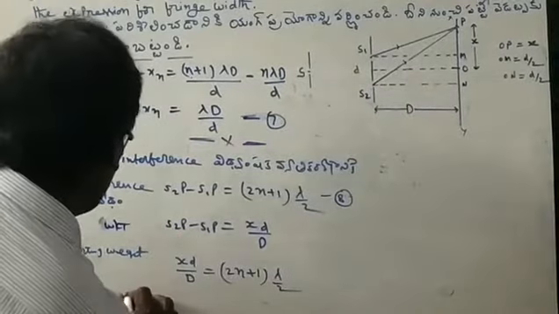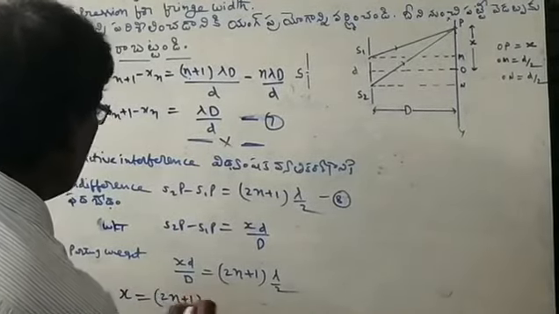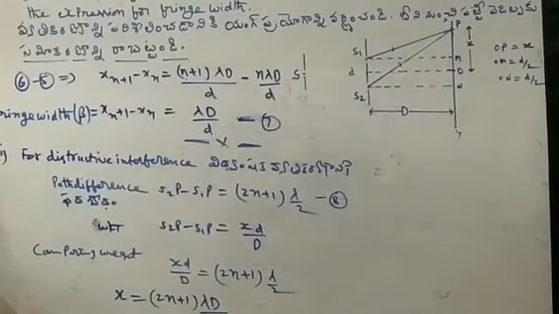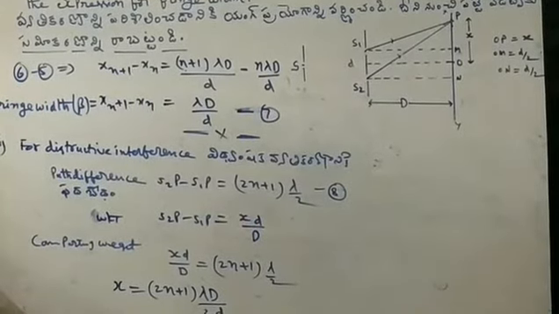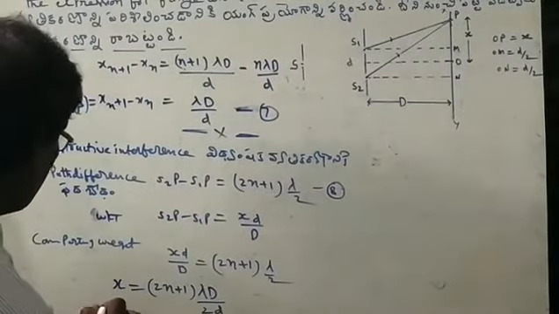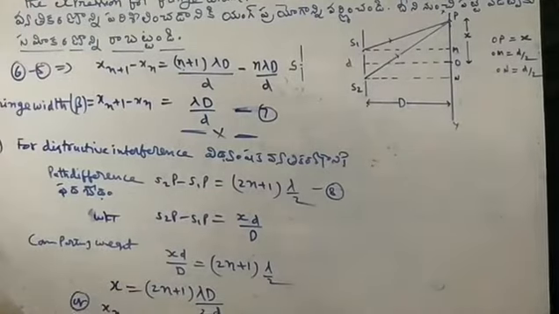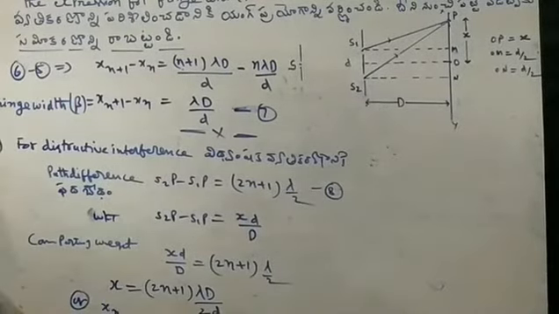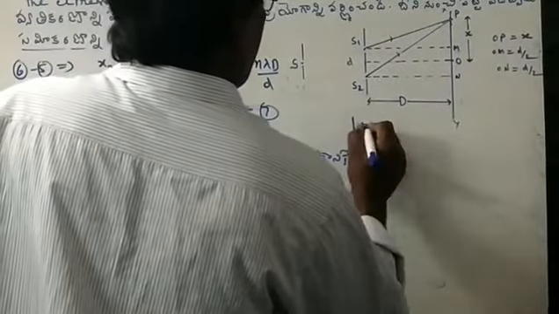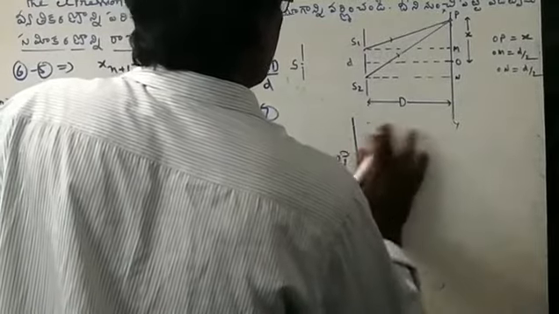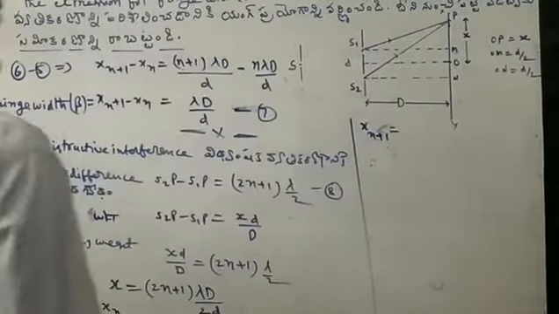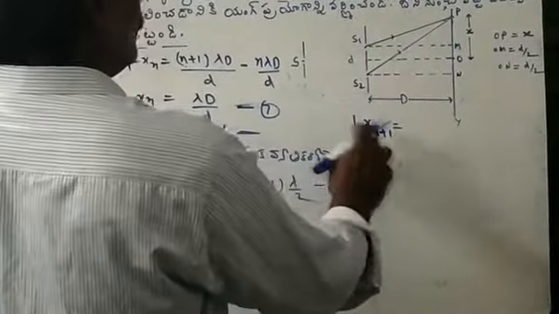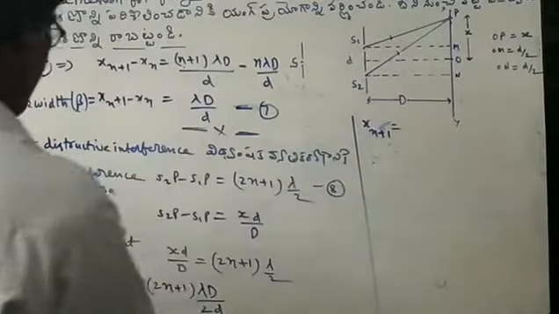Therefore, x is equal to 2n plus 1 into lambda into capital D by 2d. Cross multiplying, we get x is equal to 2n plus 1 into lambda into capital D by 2 into small d. In general, this is also xn. xn means distance from O to nth dark fringe. Therefore, xn plus 1 is equal to distance from O to n plus 1th dark fringe.